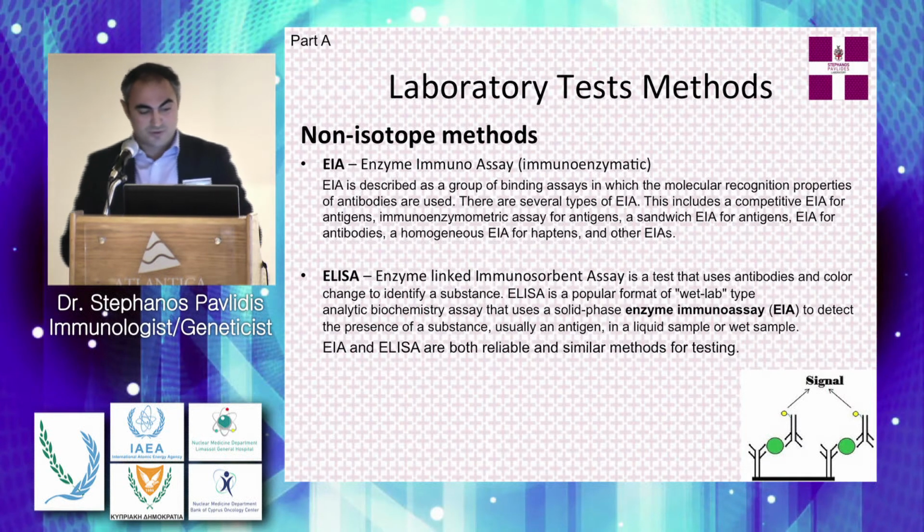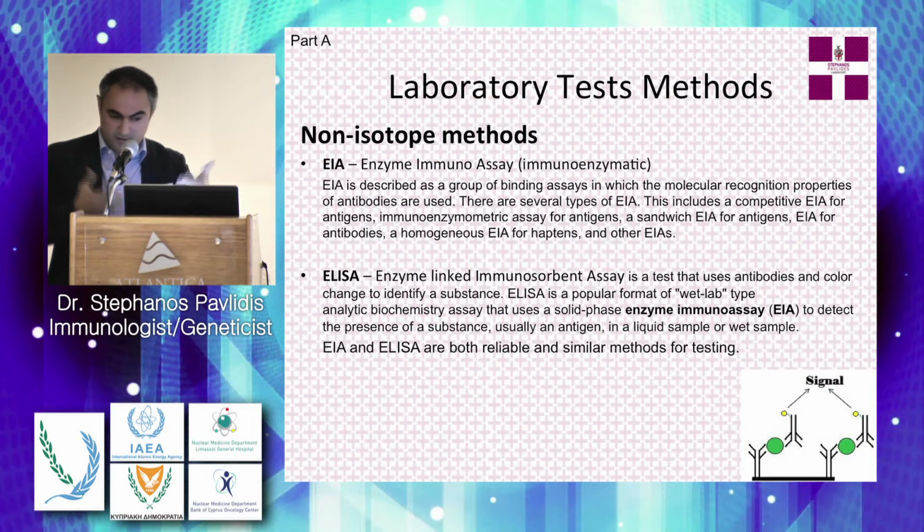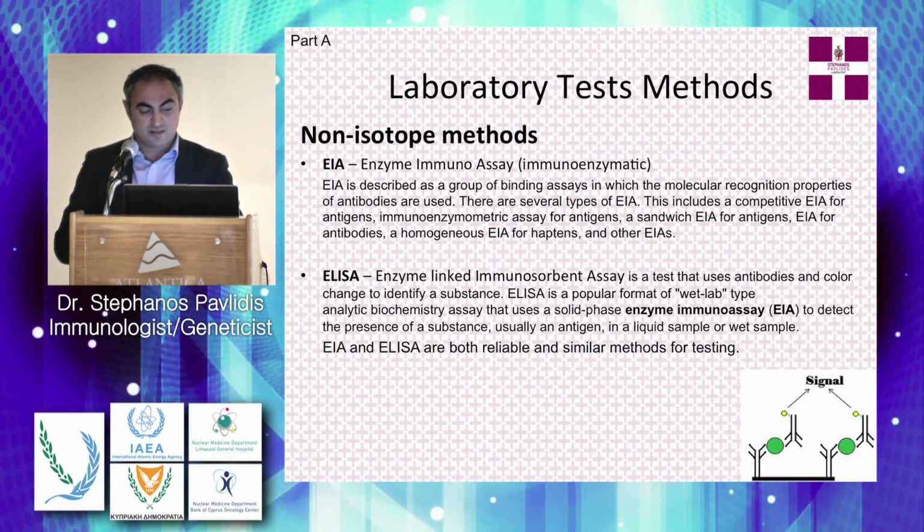ELISA is the next one, which is enzyme-linked immunosorbent assay, a test that uses antibodies and color change to identify a substance. ELISA is a popular format of wet lab type analytic biochemistry assay that uses a solid phase enzyme immunoassay, like the one I mentioned earlier, to detect the presence of a substance, usually an antigen, in a liquid sample or wet sample. Both these methods are reliable, similar methods for testing.